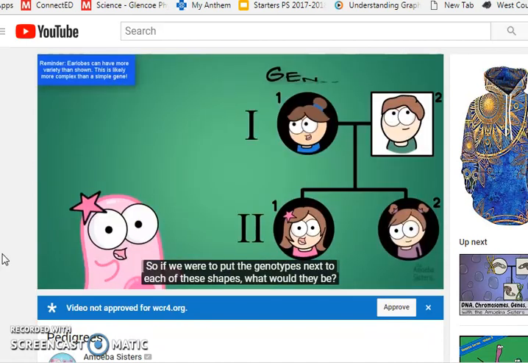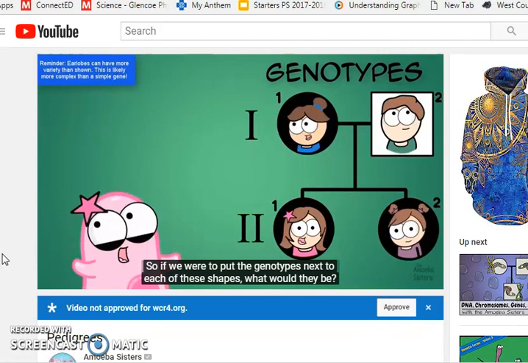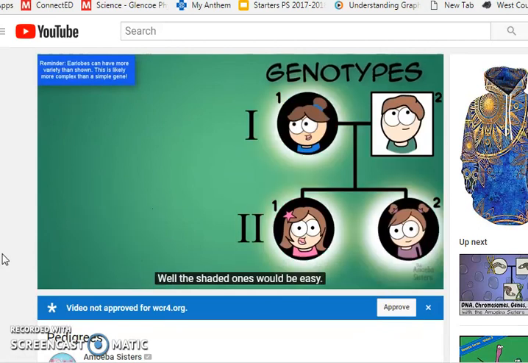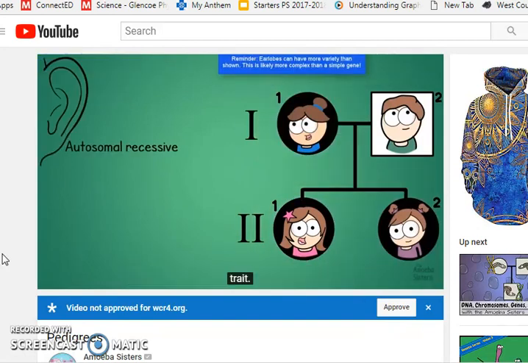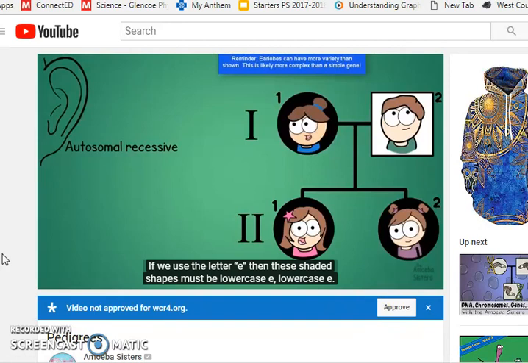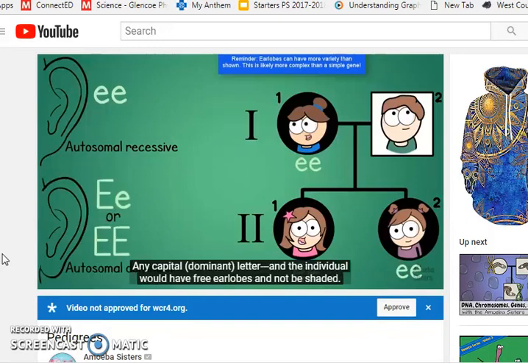So if we were to put the genotypes next to each of these shapes, what would they be? Well, the shaded ones would be easy, because we just mentioned that attached earlobes is the trait we're tracking, and it's an autosomal recessive trait. So if we use the letter E, then these shaded shapes must be lowercase e, lowercase e. Any capital dominant letter, and the individual would have to have free earlobes and not be shaded.